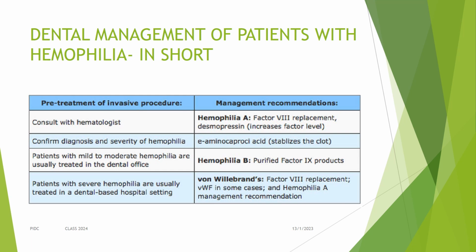Patients with severe hemophilia are usually treated in a dental based hospital setting. So, for them, hemophilia A, always a factor 8 replacement, desmopressin, is required. For hemophilia B, purified factor 9 products are required as a management measure. And for von Willebrand's disease, factor 8 replacement is required, and the same recommendation as that of hemophilia A management. So, this is in short the dental management of a hemophiliac patient.